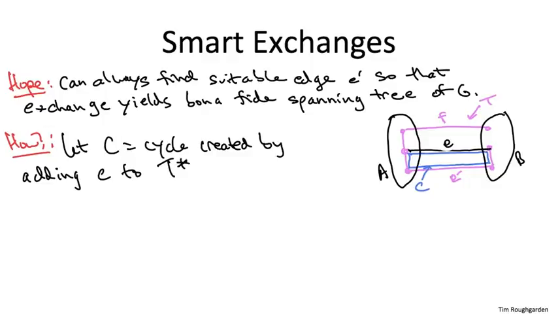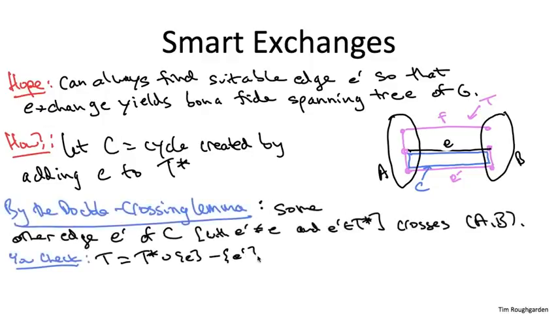So this cycle capital C, we know it crosses the cut AB once. That's because it includes the original cheapest edge across the cut, E. So it's got to cross it a second time. There's got to be an E prime in the cycle crossing the cut, and that's going to allow us to do the swap and get a new, cheaper spanning tree, completing the contradiction.